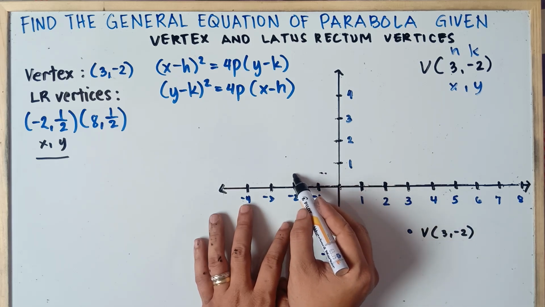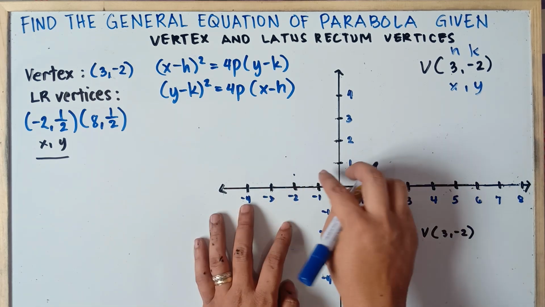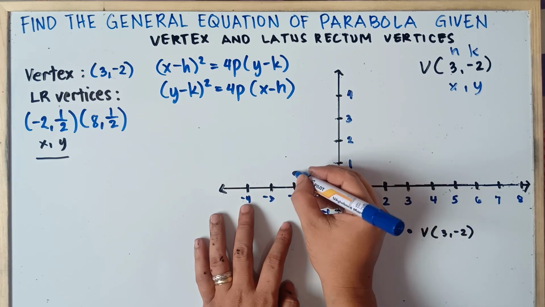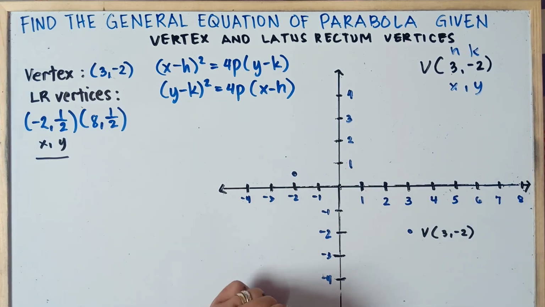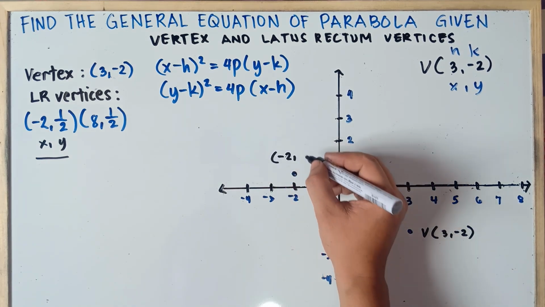Alright, so this one right here will be the vertex of the latus rectum. Alright, so (-2, 1/2). Let's label this one, (-2, 1/2).